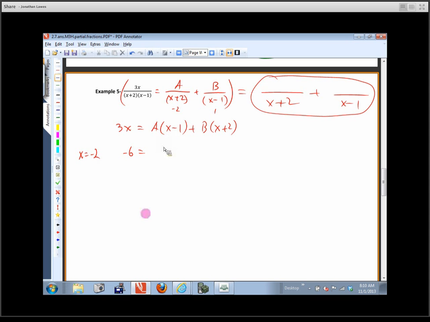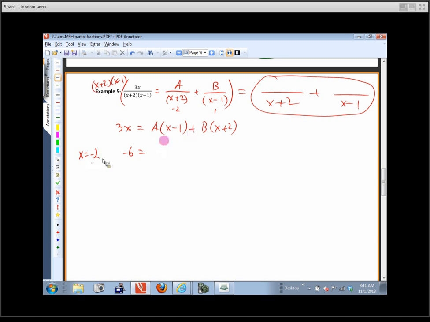Question? Right here? No, because when I multiply this by x plus 2 and x minus 1, the x plus 2 cancels and the x minus 1 cancels, so that leaves a 3x. Okay. When I multiply here, the x plus 2 cancels with the x plus 2, so there's the A and the x minus 1. Does that work? Okay. Good question. Anything else?